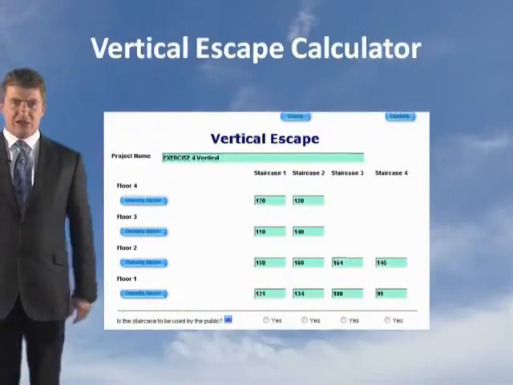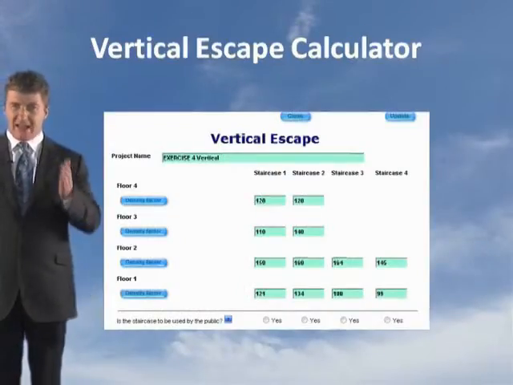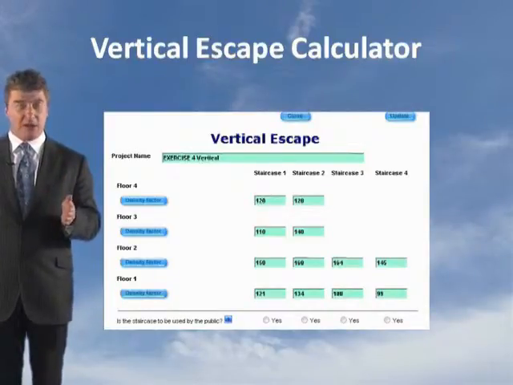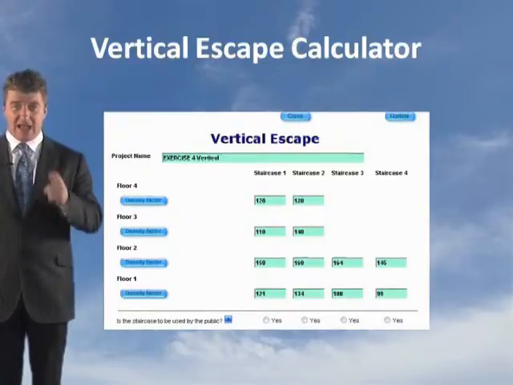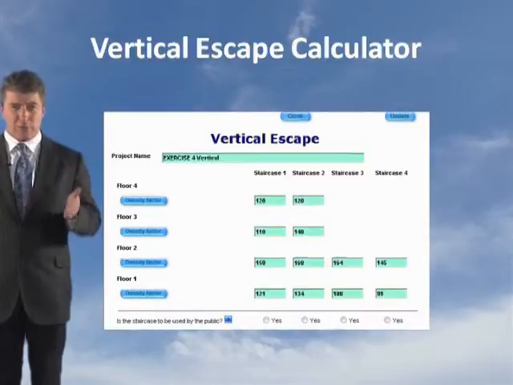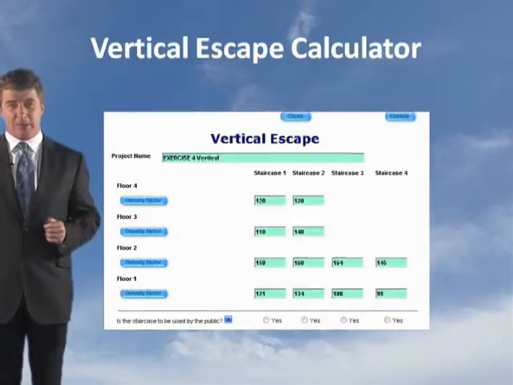Now let's look at the vertical escape calculator. This is an extremely powerful calculator which can determine the staircase width of any building with up to 8 separate staircases and 60 stories. This calculator alone comprises approximately 700,000 lines of .NET code, and it took 3 years to complete.